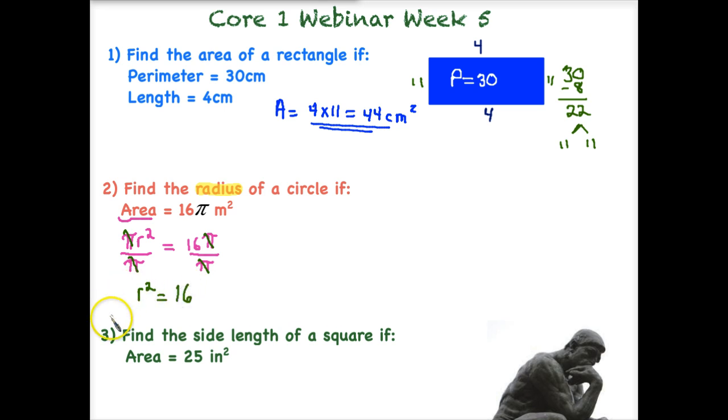Okay, now here's your question for you guys. What do I do to undo a square? What do I have to do to undo a square? Like to undo addition, we do subtraction. To undo subtraction, we do addition. To undo multiplication, we do division, and back and forth. So who knows how we undo a square?